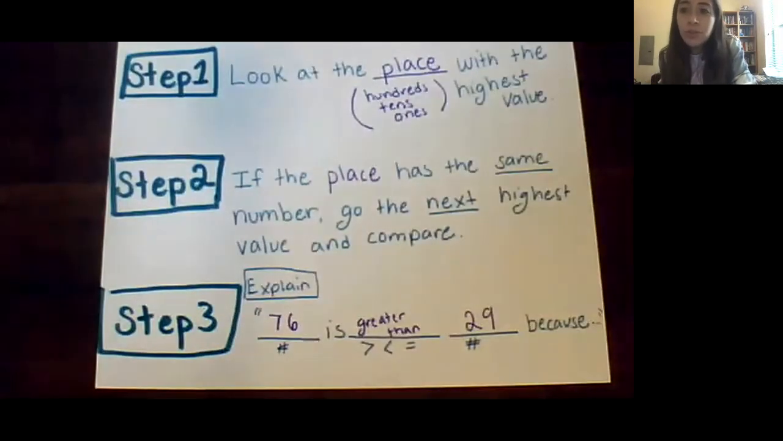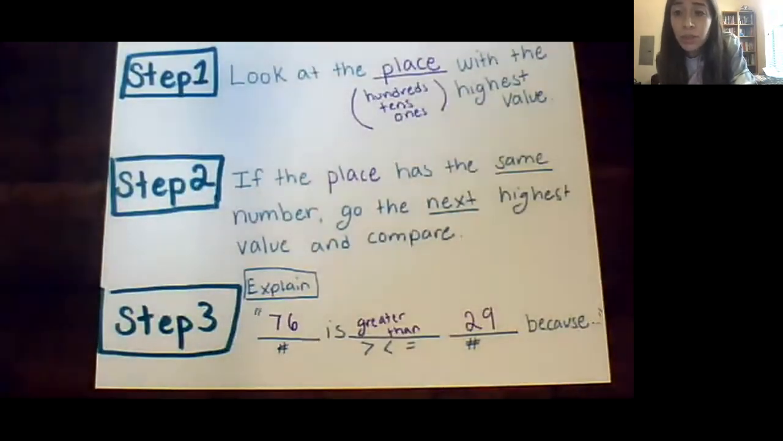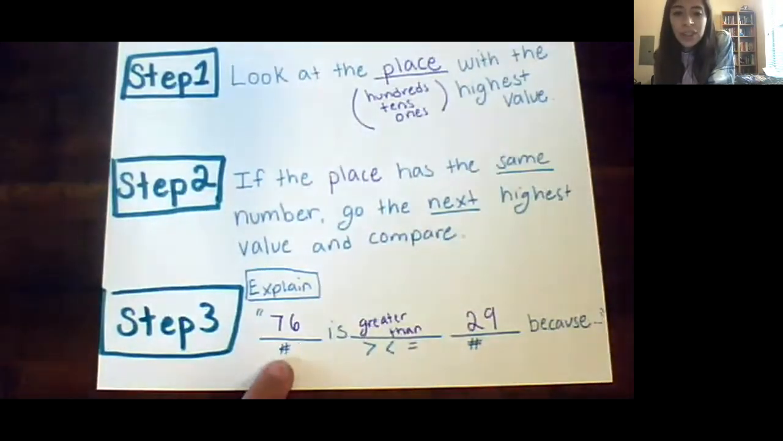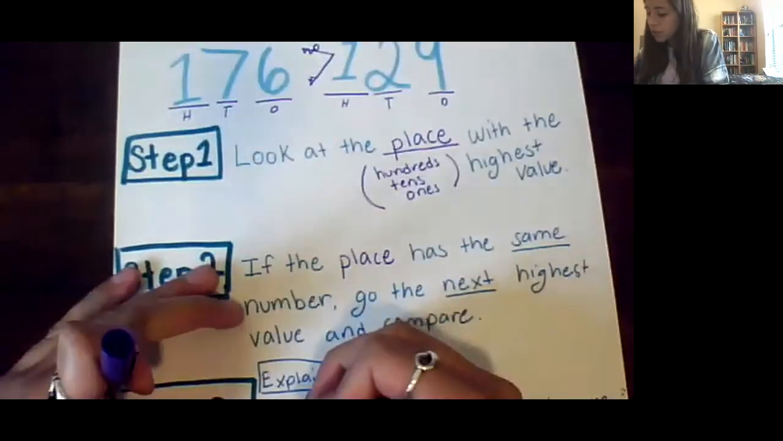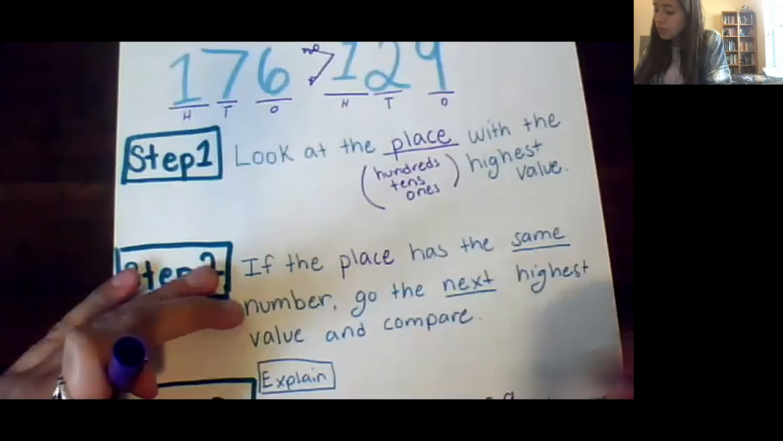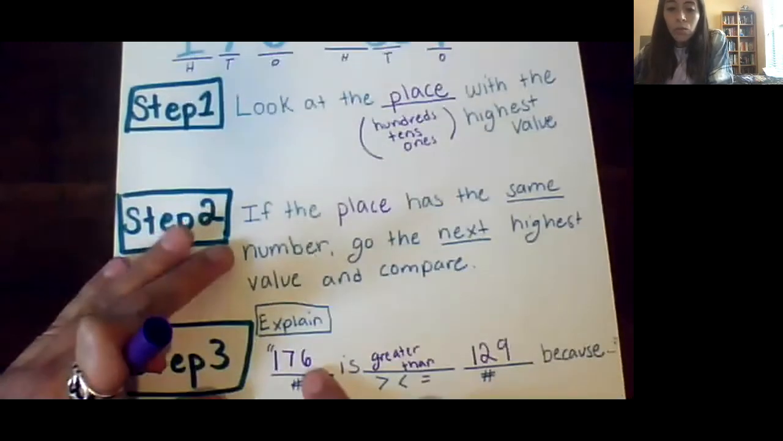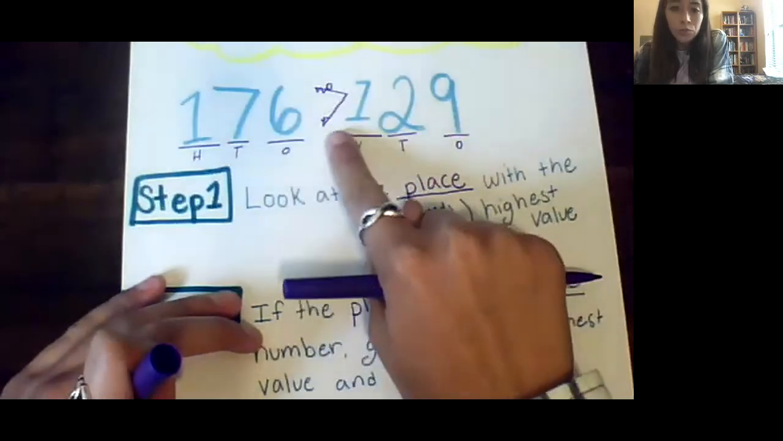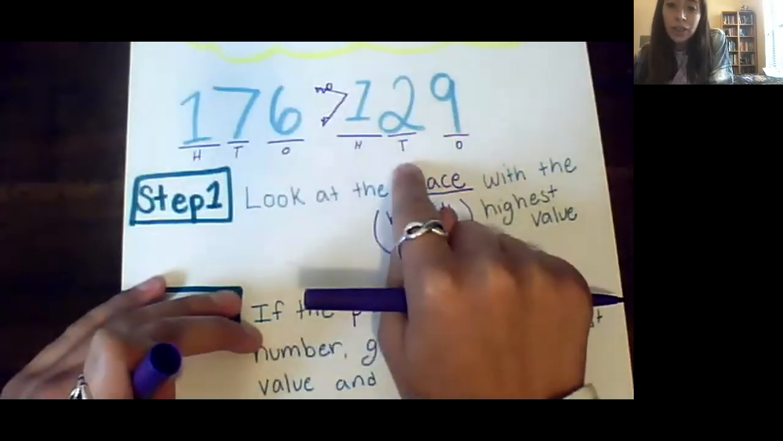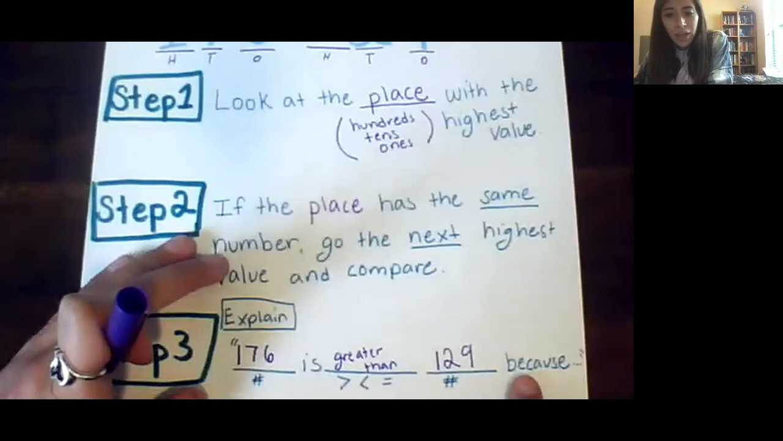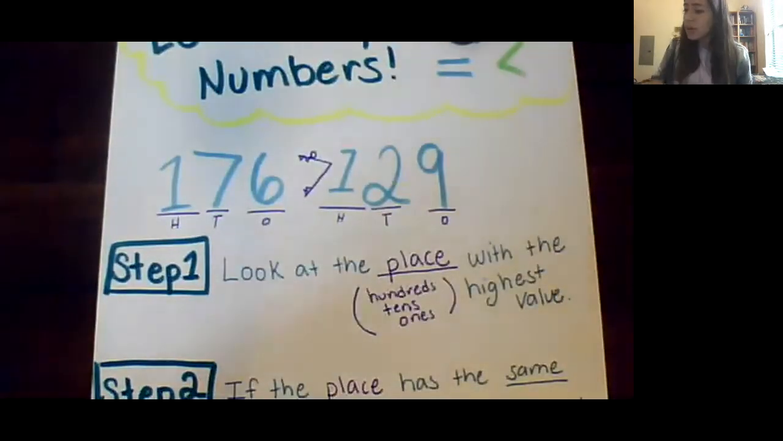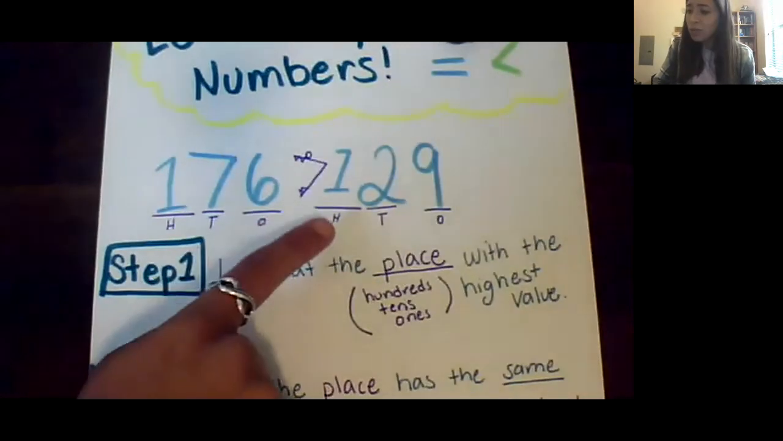Next, we have to share this information with our friends using place value knowledge. So let's take a look. The first thing you say is the first number you compared. Whoops. There we go. So let's see. 176, the first number we looked at, is greater than 129 because, well, we have to explain why we know that 176 is greater than 129.